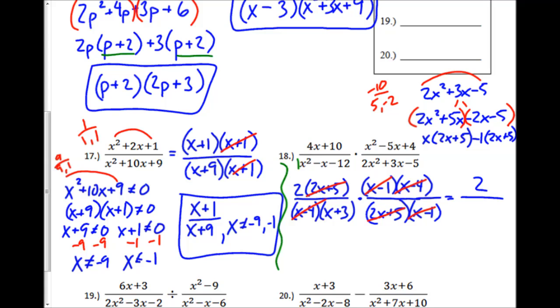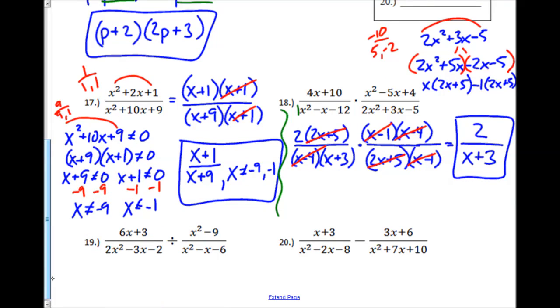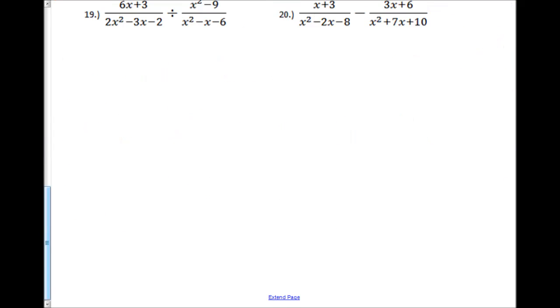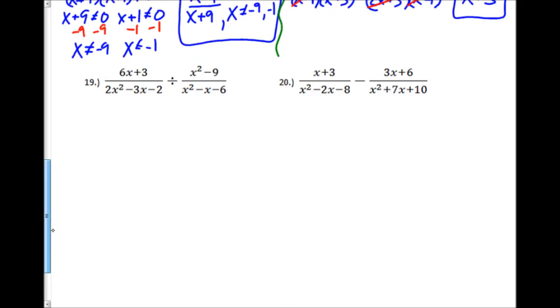When I look across the denominator, the only thing I have left is the x plus 3. So that's my simplified version. Okay? Number 19 is very similar with the exception of one step, and that's the first step.